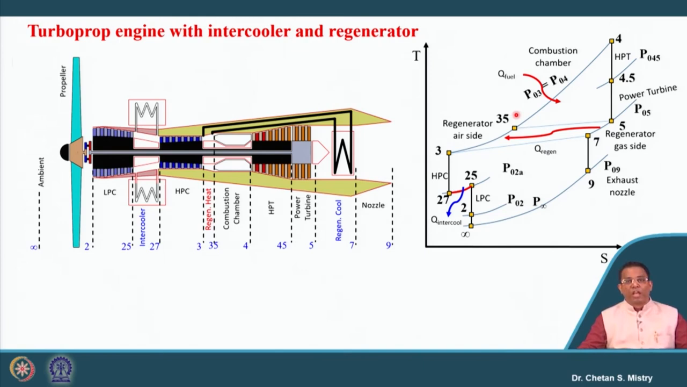In the interest of time, we will not discuss it in detail. If you are interested, you can search the literature available in open source. If we discuss particularly the turboprop engine, not many details are available in open literature. Though these engines are most widely used, because, as we have discussed, for regional transport aircraft and small aircraft, this is the main choice.